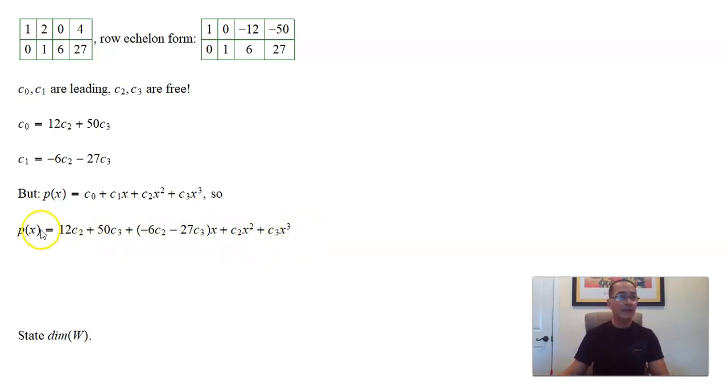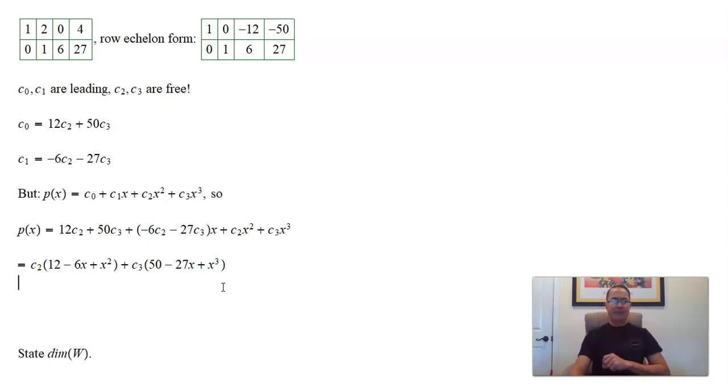So therefore, we can rewrite this as, we can factor out a C2 and we can factor out a C3. So what goes with this? With C2, I have a 12 from over here, a minus 6x from over here, and an x squared from over here. It's just all accounting. Make sure you get all of the terms. C3 has a 50 over here, and then you have a minus 27x from over here, and we have x cubed over here. Great. We know how to factor out C2 and C3. Big deal. Now what?